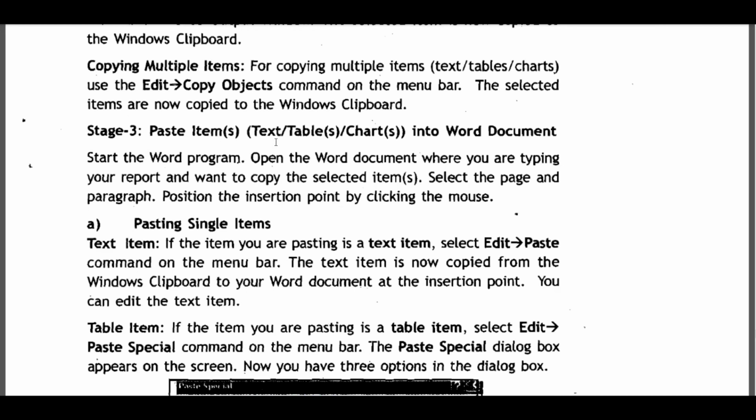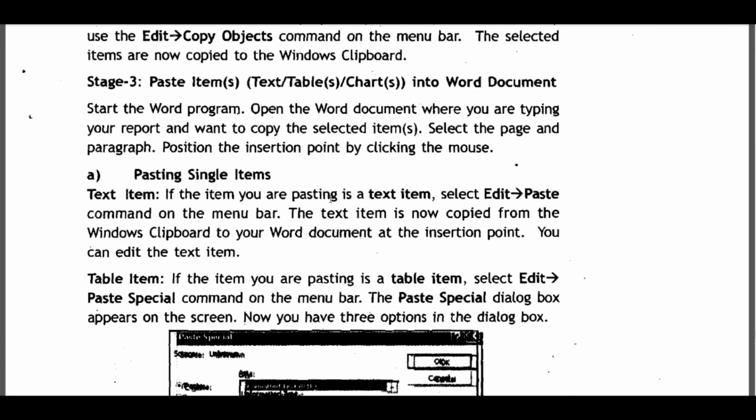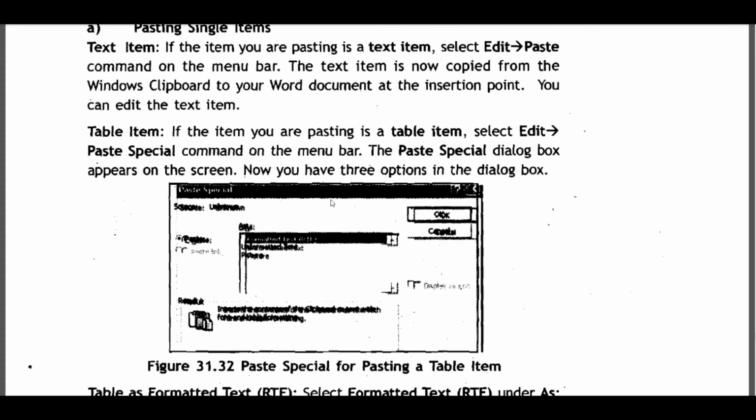Paste items into a Word document. Start the Word program. Open the Word document where you type your report and want to copy the selected item. Select the page and paragraph. Position the insertion point by clicking the mouse. Pasting the single item, text item.